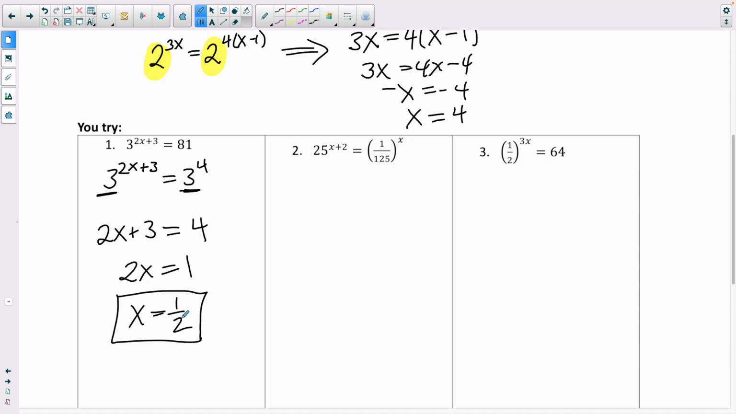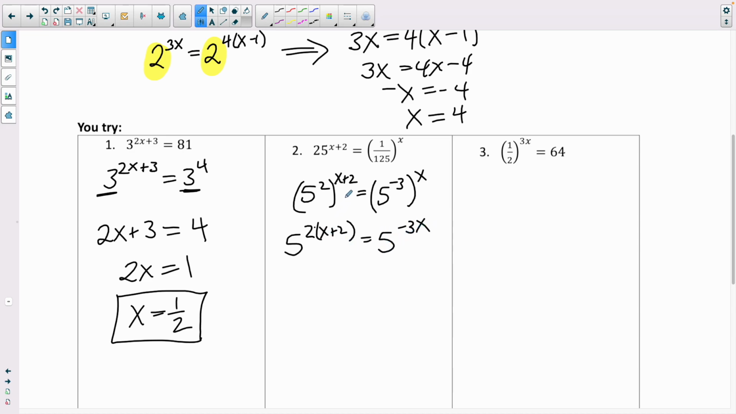Okay. Number 2, a little bit more challenging. So 25 to the x plus 2 equals 1 over 125 to the x. These both have a base of 5. So 25 is the same as 5 squared. 1 over 125, well, 125 is 5 to the third power, but since it's 1 over, that's going to be 5 to the negative 3 raised to the x. And so now I have 5 to the 2x plus 2 is equal to 5 to the negative 3x.